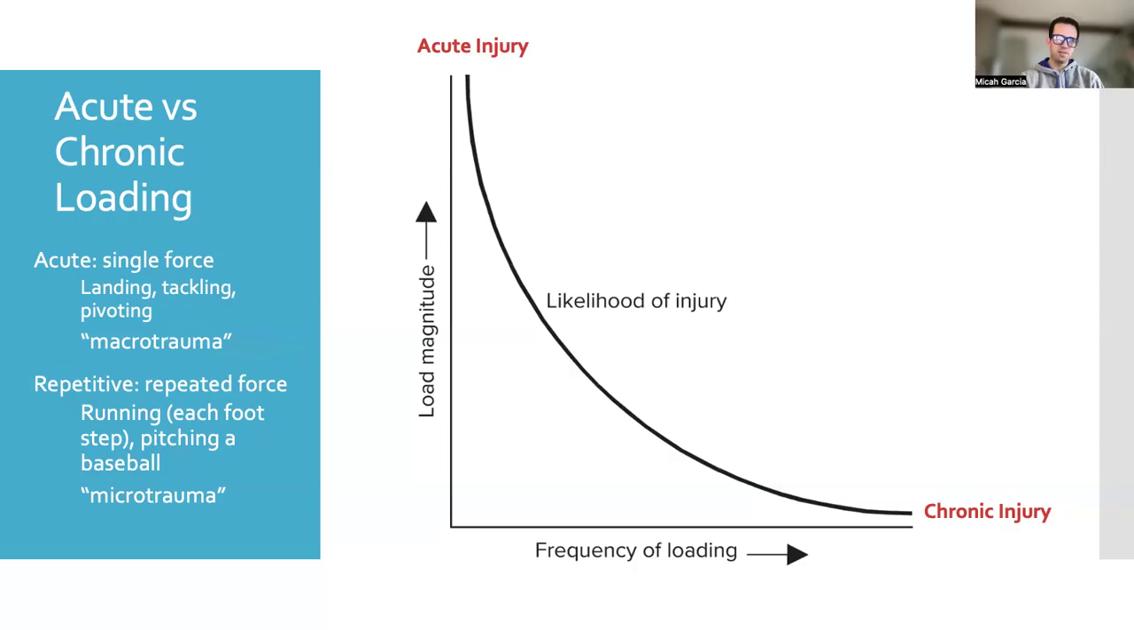Okay, so you can see in this curve here, it has your acute injuries to the left with high magnitude, low frequency, so they don't happen often. And then your chronic injuries happen frequently, but they have low magnitude, and it's a cumulative effect that loads up to them.